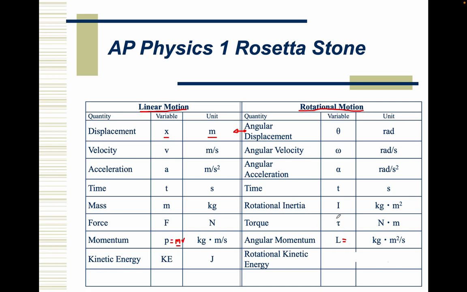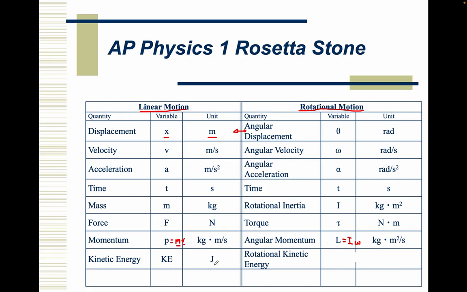Well, that's rotational inertia up here. And what's the rotational equivalent of v? Well, that's just the omega up here, angular velocity. And so literally, you can translate almost every single formula.